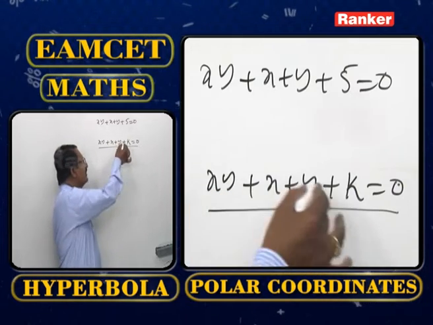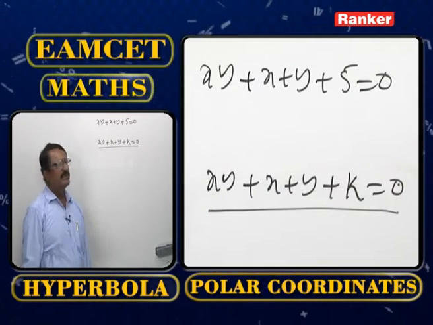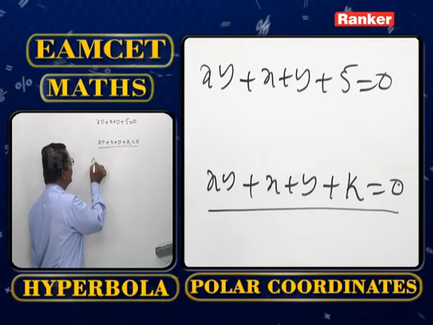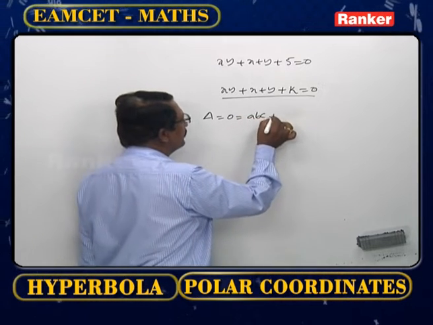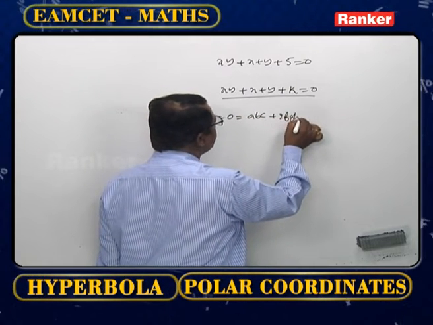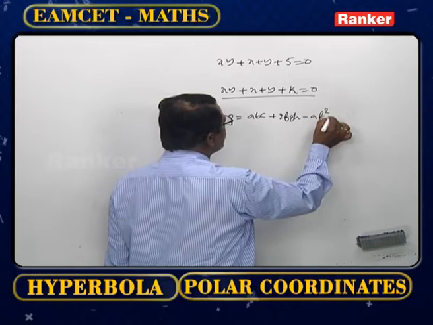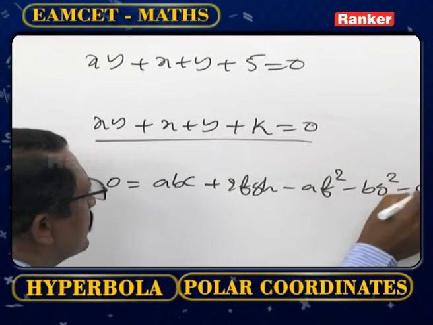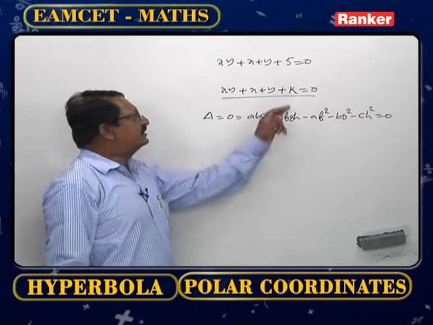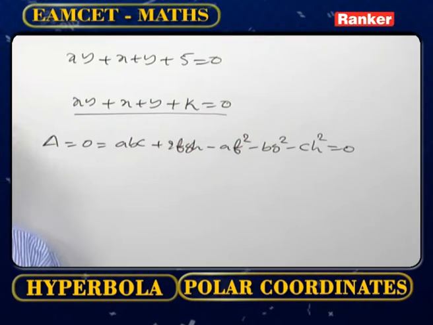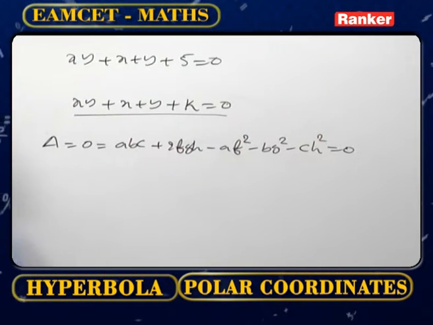Now, a second degree general equation represents a pair of straight lines when the condition delta equals 0, where delta is abc plus 2fgh minus af square minus bg square minus ch square equals 0. By using this condition, we get the value of k.